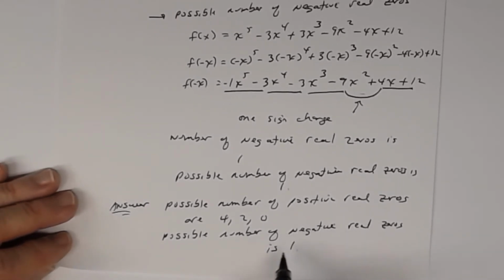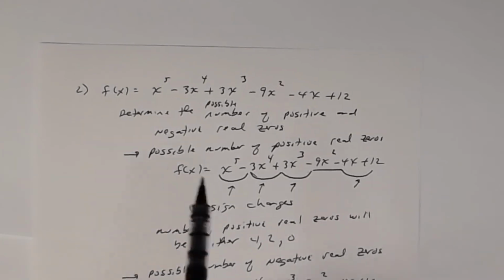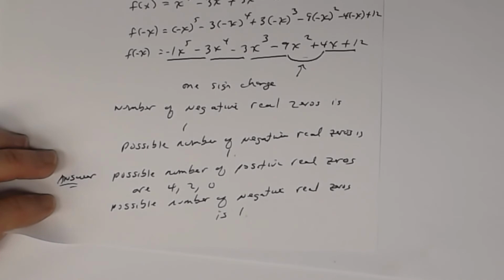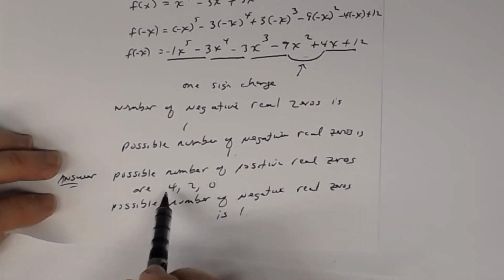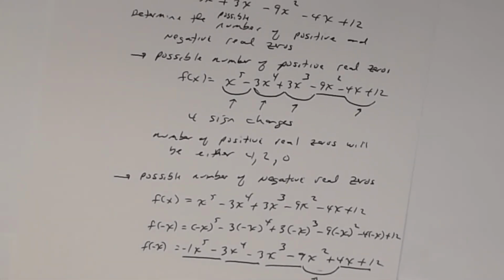Now, if you remember, there's only one variation in sign here, so that means that when you actually find the zeros of this function, you're going to see that there's only going to be one negative real zero. There will be one, and there will be just one. Okay, for positive real zeros, you may have 4 positive real zeros, you may have 2 positive real zeros, or you may not have any. Okay. All right.